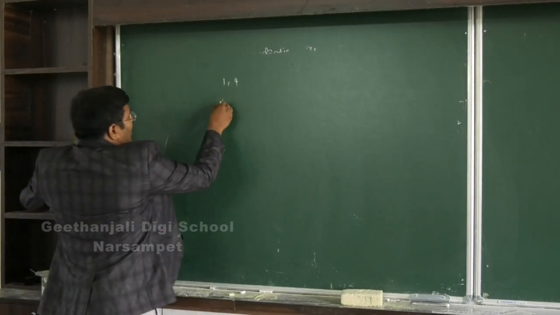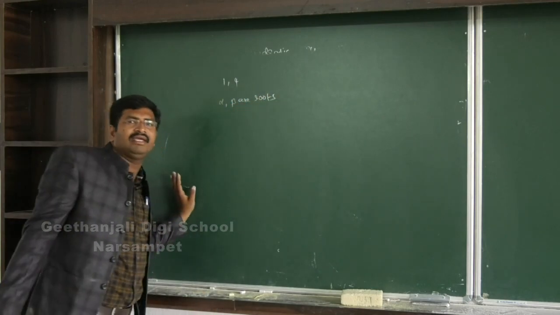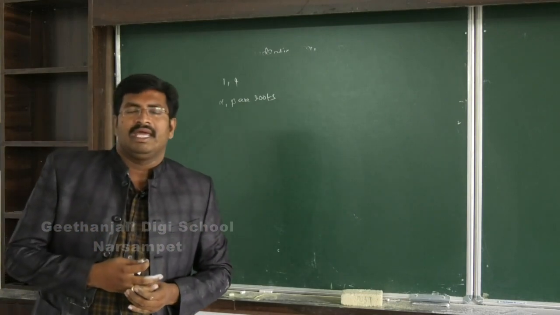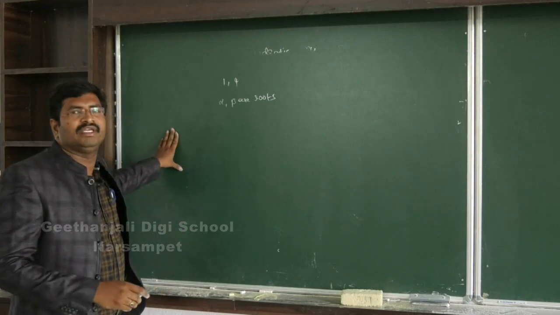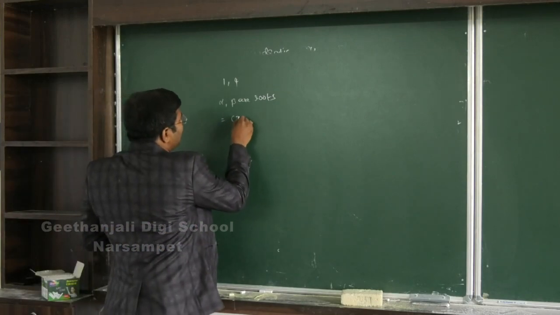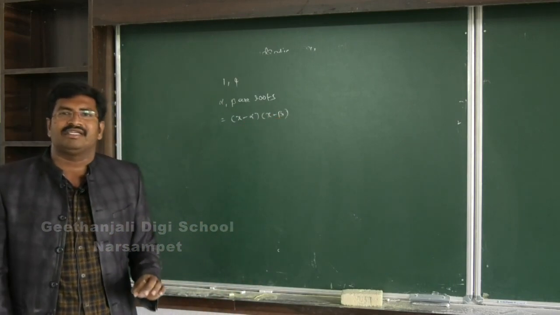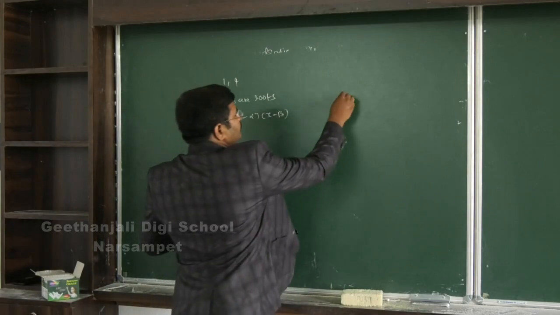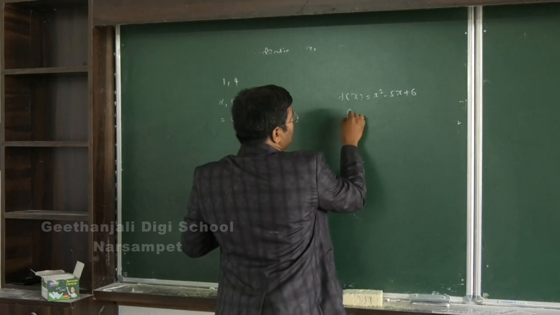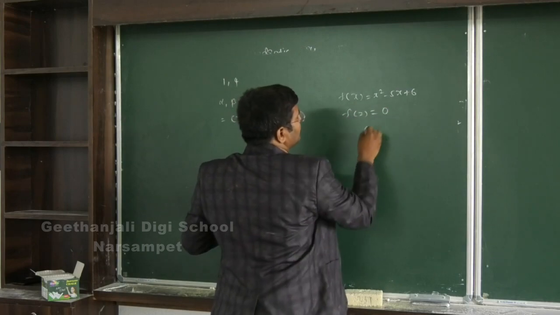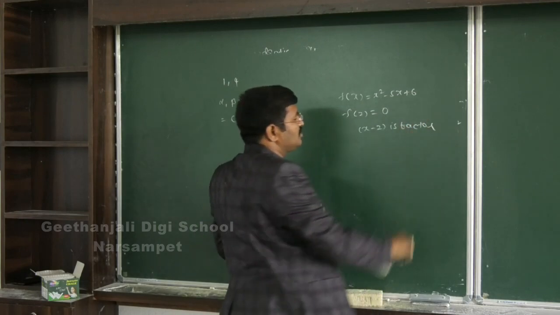Already we learned alpha comma beta are the roots of the quadratic equation. Why? Because a quadratic equation has 2 roots. Now alpha comma beta are the roots means x minus alpha and x minus beta are the factors of the quadratic equation. Just now we learned f of x is equal to x square minus 5x plus 6 is equal to 0. Then f of 2 you are getting 0, so x minus 2 is a factor.